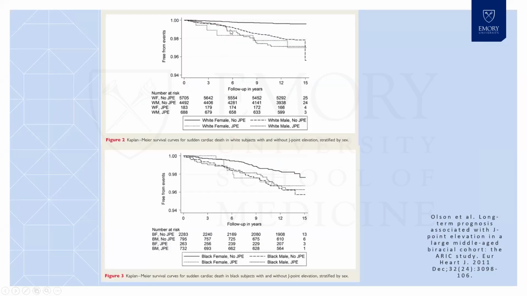So this is plotting here. This is white patients, and this is Black patients. So it's white females with and without J-point elevations, and white males with and without J-point elevations. And you see that, especially comparing the females here in the solid line, females without J-point elevation tended to have almost no arrhythmias, and this is much different compared to patients with early repolarization. So potentially, if you see women, especially white women, with this pattern, it's more dangerous than in men.